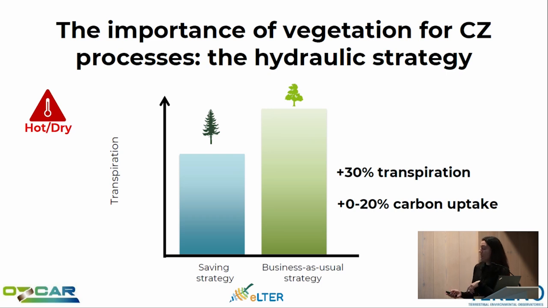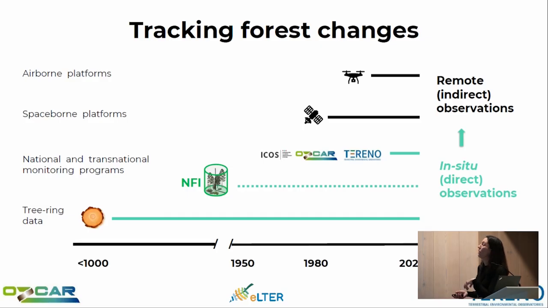And the carbon they will take is not 1-to-1. It will be something between 0 and 20. It depends on many other factors. But just to give you an idea, what the difference is in the water you have in the atmosphere depending on the strategy they have.